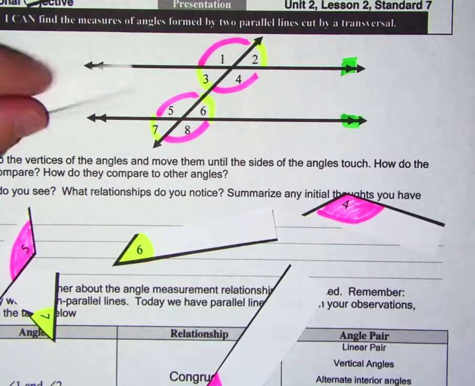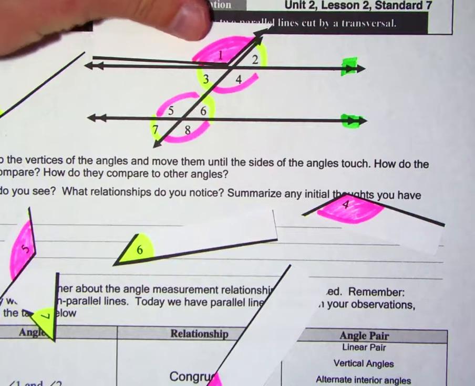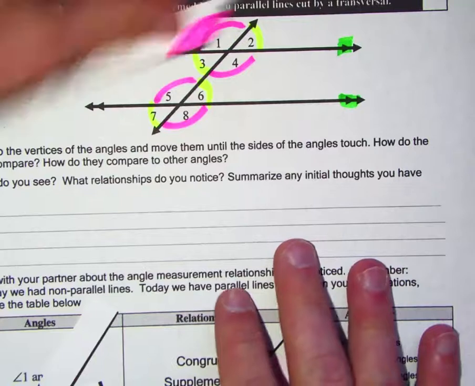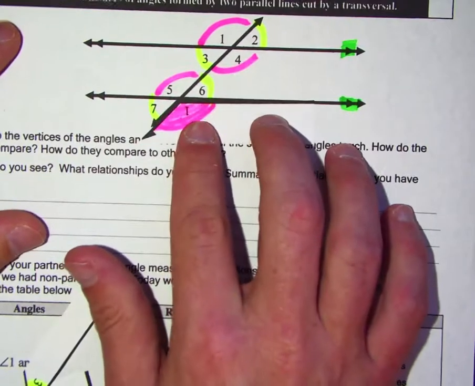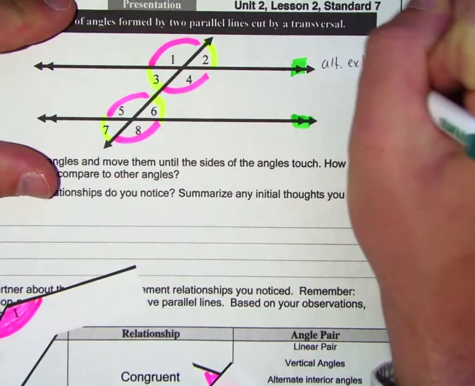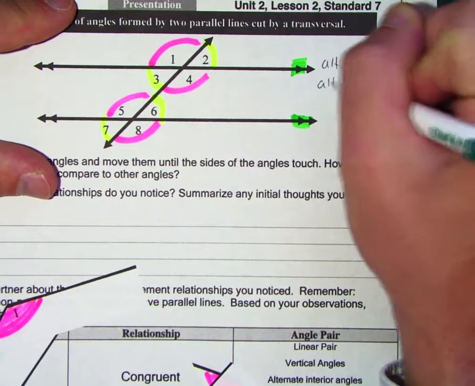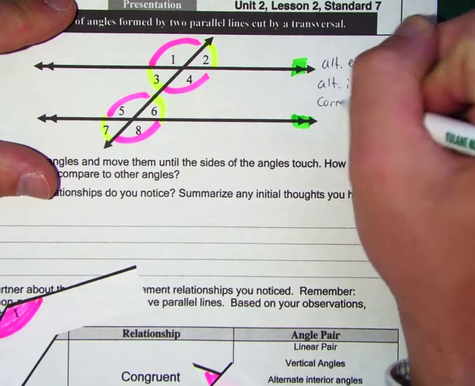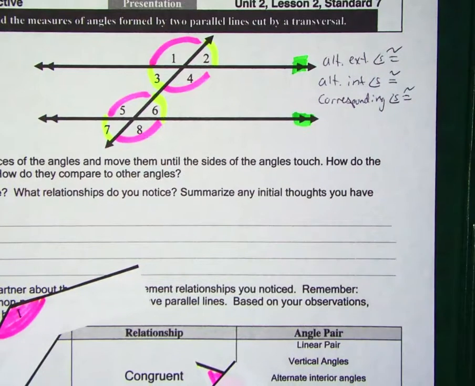What are some other relationships? Let's look for some alternate exterior. What's alternate exterior number 1? That's right, number 8. So we come down here and see if it fits. Sure seems to. So alternate exterior angles seem to be congruent. Alternate interior angles seem to be congruent. And corresponding angles seem to be congruent.